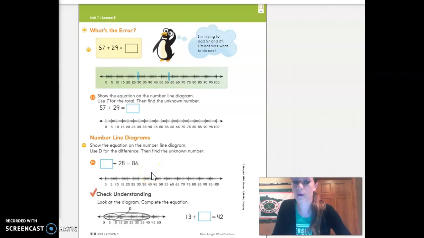But what is a way that we can check our answer, that we looped the right number on our number line diagram? Right, we could put both of the addends in our equation and see if it adds up to our total, or we could take our total and subtract one of our addends to see if it matches up and equals the second addend.